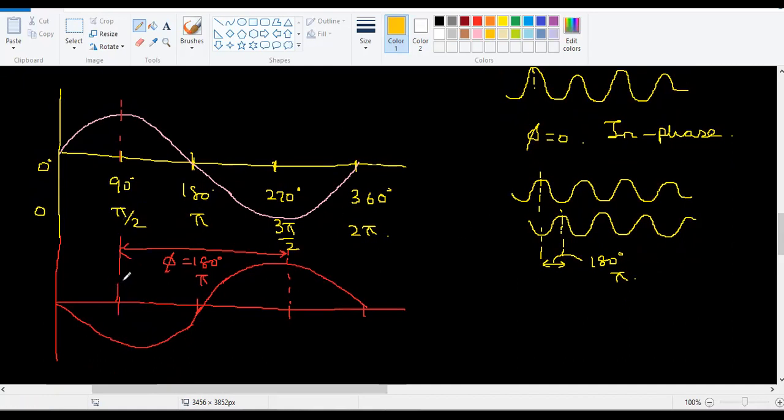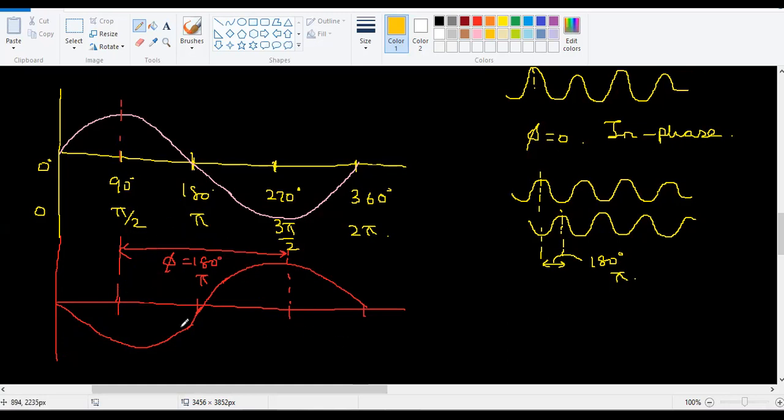If it was 90 degrees, the peak should be appearing somewhere here. Suppose you had a curve like this. Look at this peak and this peak. This peak is appearing around 180, and this peak is appearing around 90 degrees. So 180 minus 90 will give me 90. Is that okay, everyone? Chaitanya? Yes, sir.